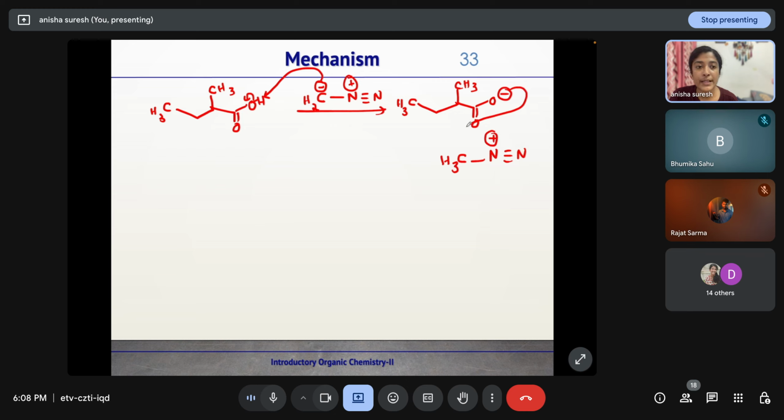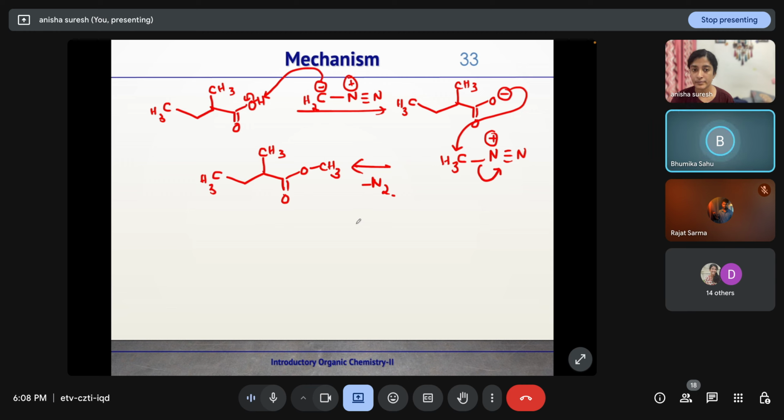Now this carboxylate can attack on this methyl, and N2, which is a better leaving group, will be removed, leading to formation of the methyl ester. Is this mechanism clear?